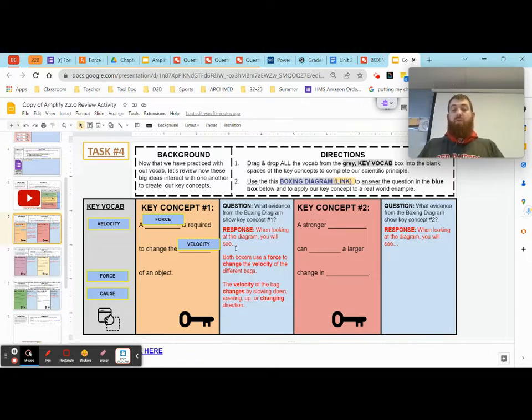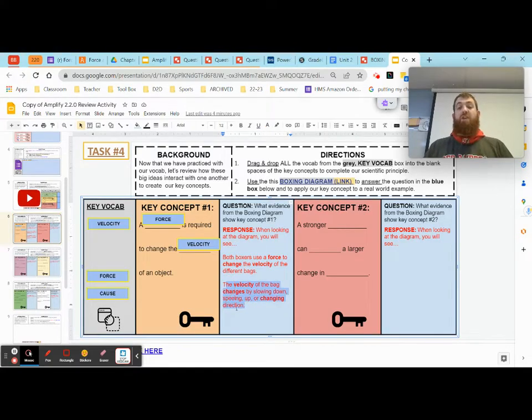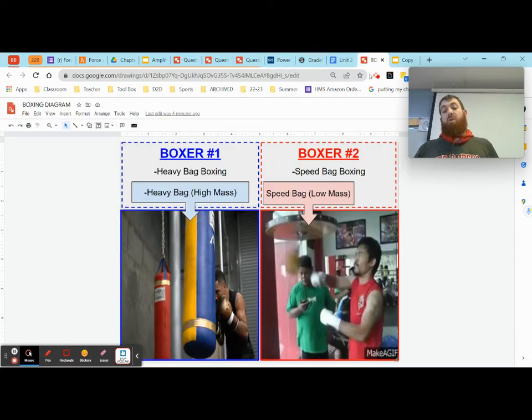So when looking at the diagram, you will see that both boxers use a force to change the velocity of the different bags. So notice I'm connecting the boxers and the bags to the force that they're using and the velocity of that bag that's changing. I then go on to say that the velocity of the bag changes by slowing down, speeding up, or changing direction. So now I'm going on to explain how the change in velocity actually affects the bag itself. So I'm talking about how the bag speeds up, slows down, or maybe changes direction. And you can be more specific with that if you wanted to.